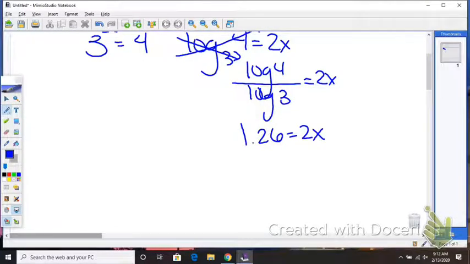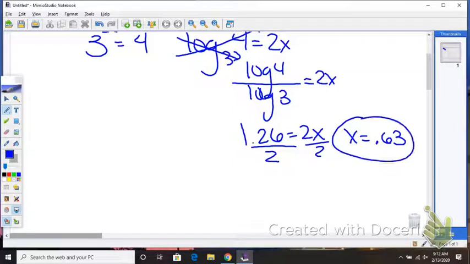Divide by 2. X equals 0.63. I was trying to do it in my head. I was pretty close though. I was going to say 0.4. Okay, that was close.